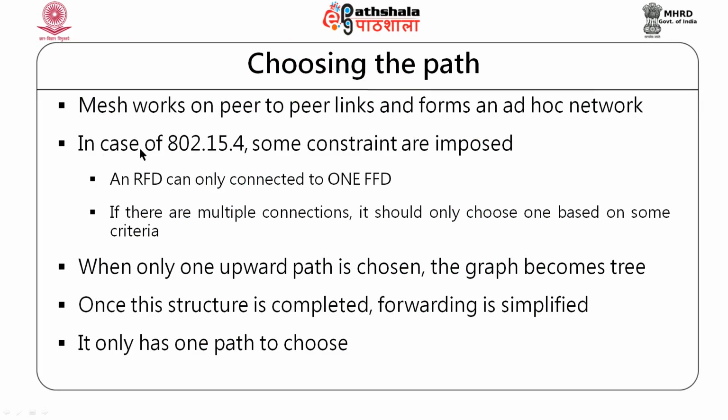So, the first is an RFD, a reduced function device, which can only be connected to one FFD and not more. So, you only have one connection. You find out the best and have that connection. If there are multiple connections, it should only choose one based on some criteria, and usually that criteria is the quality of link. When only one upward path is chosen, the graph becomes a tree. Graph, because it is connected to all, it makes it a graph, only one link makes it a tree. Once this structure is completed, the forwarding is simplified, because you only have one way out. So, that packet will only travel through that link and the problem is solved. You do not need any broadcast, nothing.